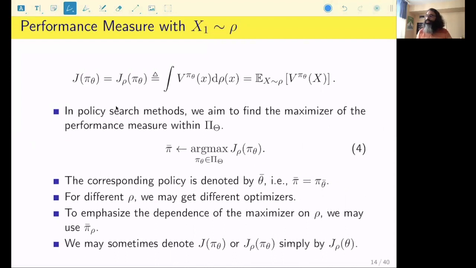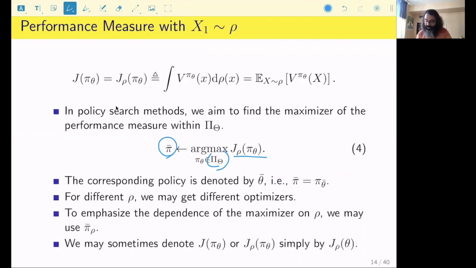Okay, so we have this performance measure. In policy search methods, we want to find the maximizers of this performance within this policy space. So we maximize J of rho of pi theta, and we call the maximizer pi bar instead of pi star. So these are maximizers within that policy space. This notation, pi bar, is not standard. Pi star is more or less standard, but here I just use pi bar.